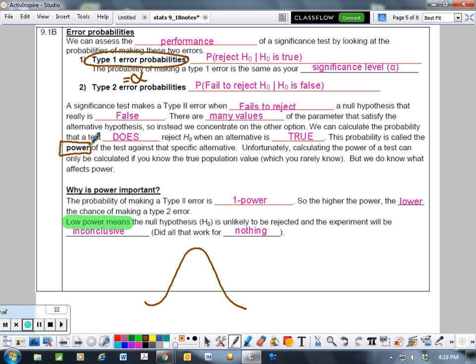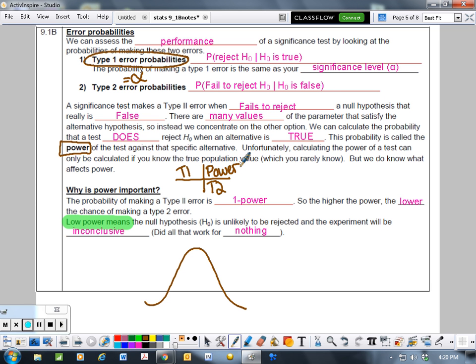So this is a type 1 error, this is a type 2 error, and we can calculate this, that we reject it when the alternative is true. That's our power. This is our true correct conclusion. We can calculate that, and that's called power. But power can only be calculated when you know the true population value, which again you rarely know.